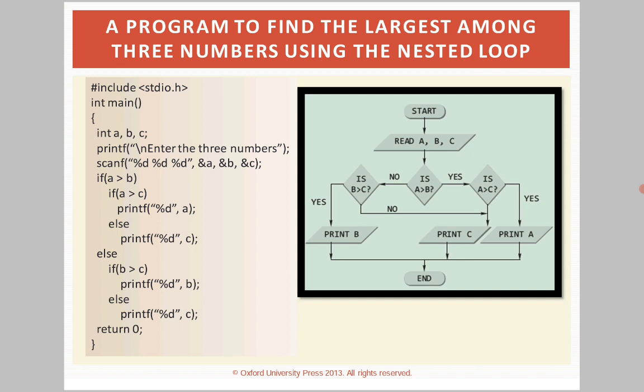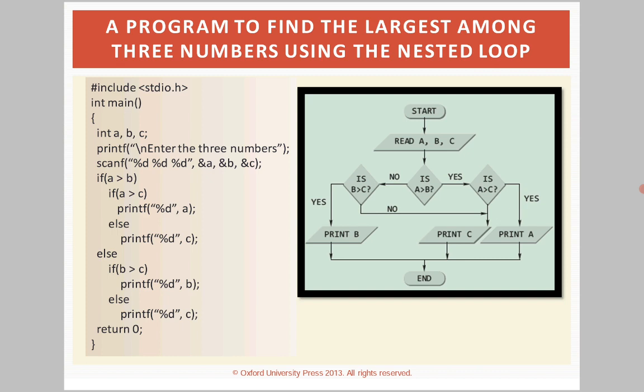In a flowchart, generally different symbols are used. The first symbol is a rectangle with curved ends, used for start and end. The parallelogram is generally used for input and output statements like read, write and input. After that, is A greater than B?